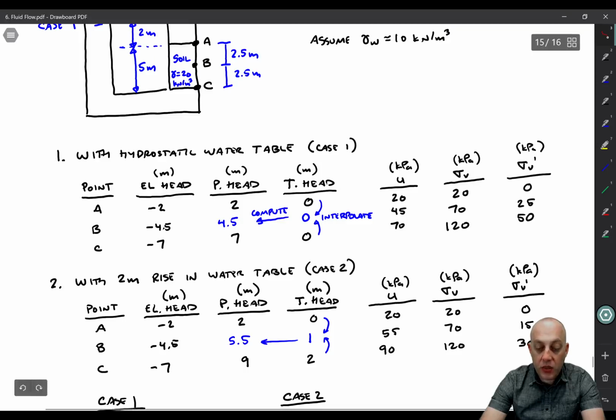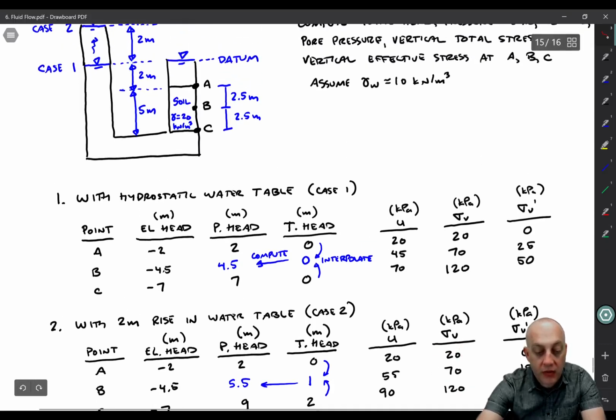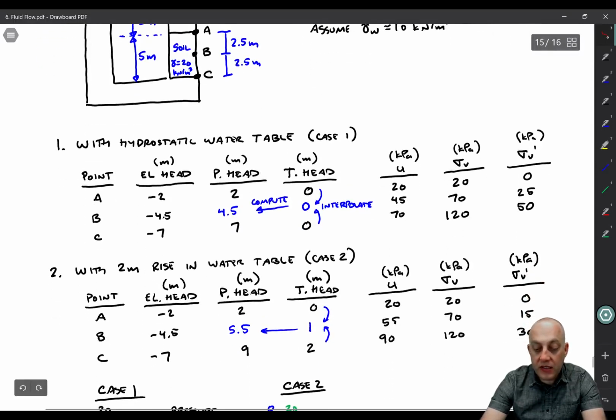Okay, now we can compute pore pressures. They go up a little bit at point C and B. So you still have 20 at point A because the water table hasn't changed there. Now you get 55 at point B and 90 at point C. The total stresses stay the same because, again, we were integrating unit weight down from here to get total stress. Nothing has changed on that side. So sigma V stays the same.